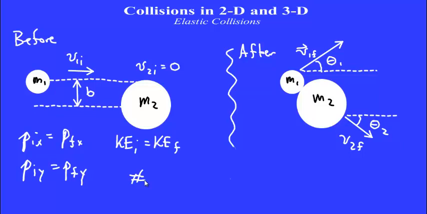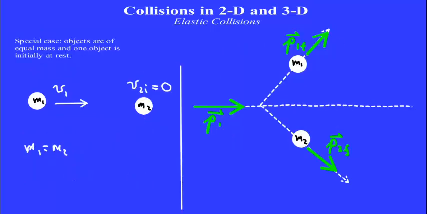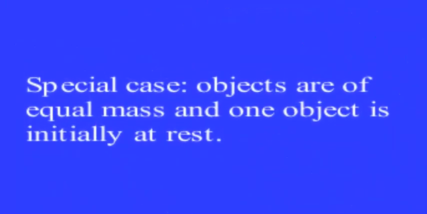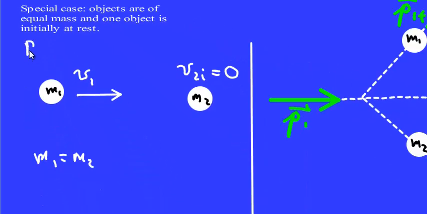So like I said, we're not going to solve this problem completely. However, there's a special case scenario of a two-dimensional elastic collision that has a nifty outcome or solution, and we want to look at that. Let's take a look at it here on the next screen. Okay, the special case is this. The objects are of equal mass, and the second object is initially at rest. I've drawn the before and the after here. And there are some interesting things that come out of this.